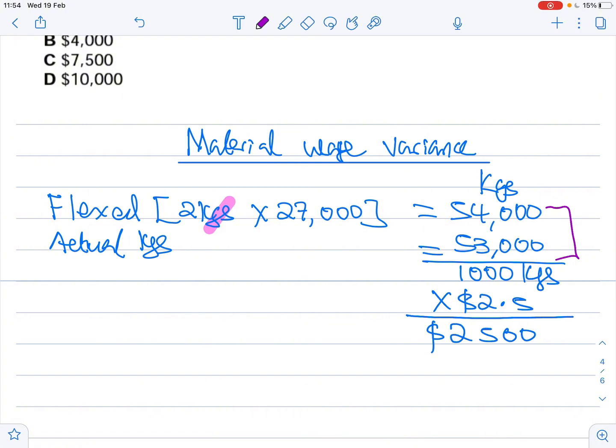So the production department should have used 54,000 kgs of the raw materials to produce 27,000, but they ended up using 53,000 kgs. Okay, so they've been able to save 1,000 kg. So from here, we know it is favorable. And that's why you need to come in and put favorable here. So this is favorable. All right.